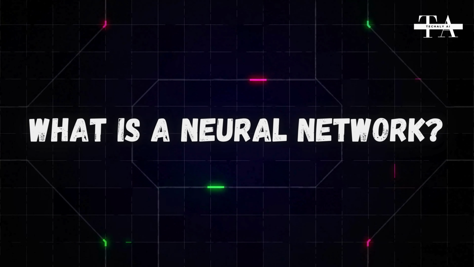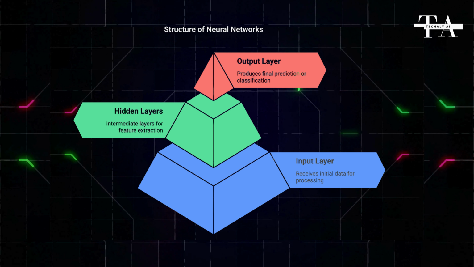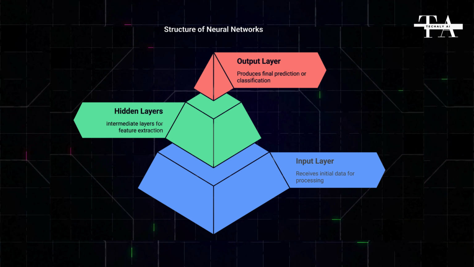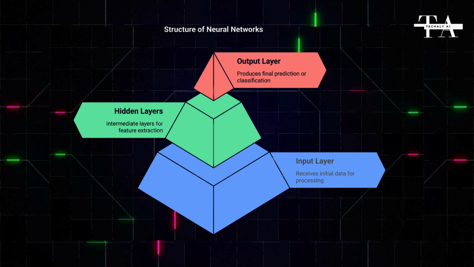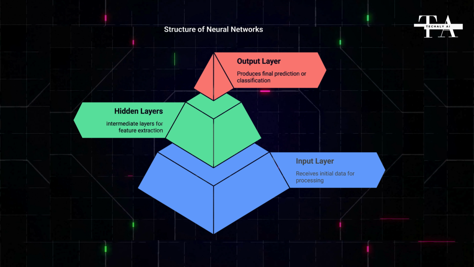What is a neural network? A neural network is a computational model inspired by the way biological neural networks in the human brain process information. It consists of interconnected nodes, neurons, organized in layers: an input layer, one or more hidden layers, and an output layer.